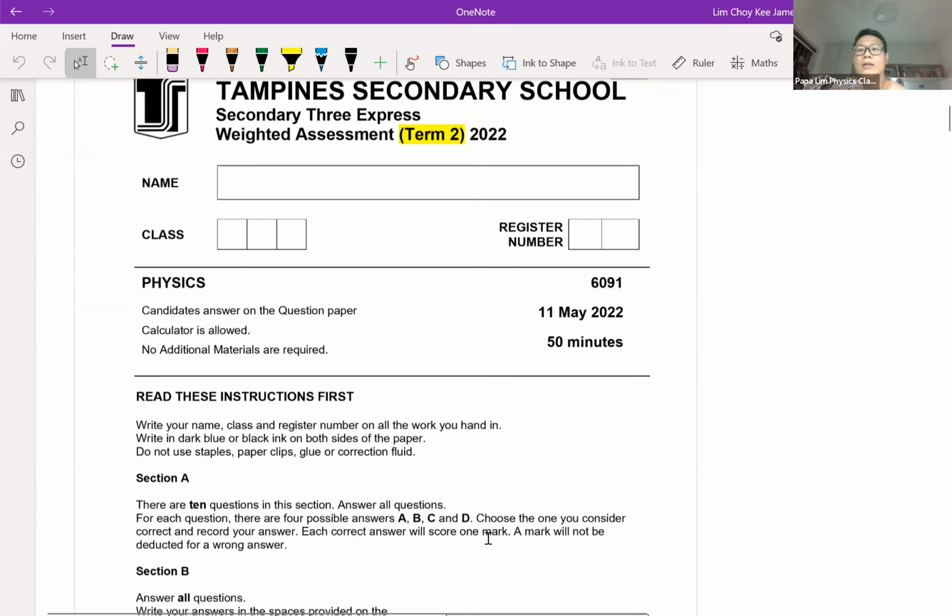Okay, now without delaying, we will look at the paper itself. Okay, let me take a look. This is the assessment, the WA2 paper that I gave to my students.